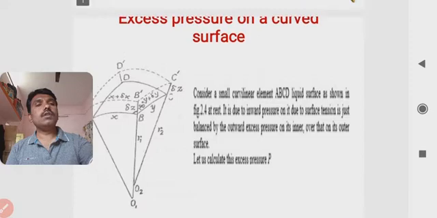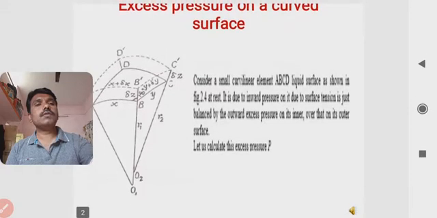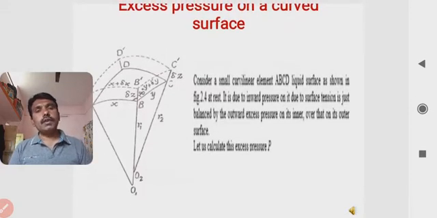Now let's see the excess pressure on a curved surface. For the different curved surfaces like the convex, concave and plane surfaces, we have seen what exactly the resultant pressure is, and the resultant cohesive forces. Now for the liquid drop as well as for the soap bubble, how much excess pressure there is and how to calculate it, that we have also seen in detail.